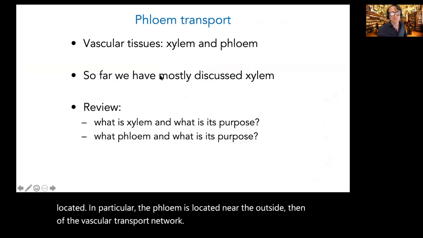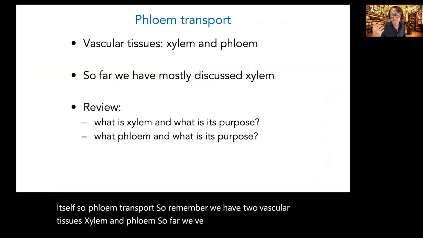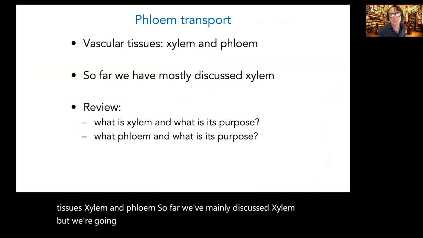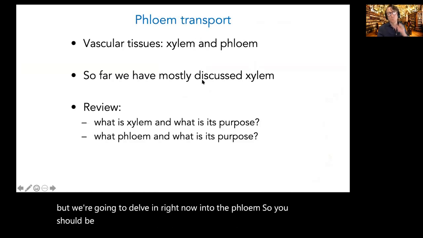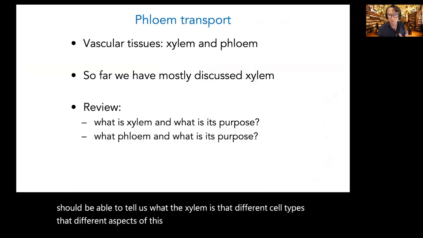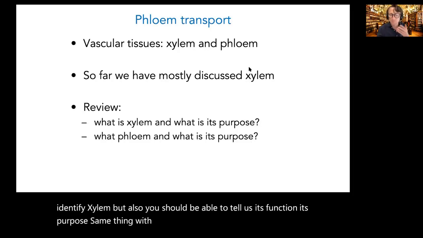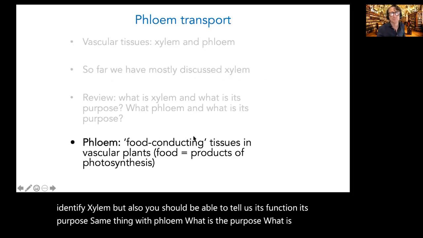So phloem transport. Remember, we have two vascular tissues, xylem and phloem. So far, we've mainly discussed xylem, but we're going to delve in right now into the phloem. You should be able to tell us what the xylem is, the different cell types, the different aspects of this complex tissue. You should be able to identify xylem, but also tell us its function, its purpose. Same thing with phloem. What is the purpose? What is the function then of phloem?